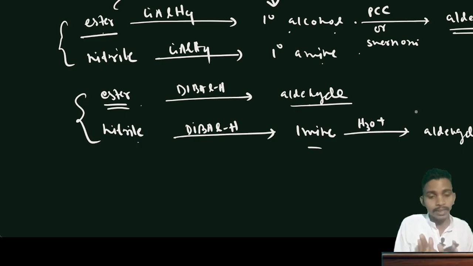Yes, we have to maintain a low temperature, and in the lab it becomes a little bit complicated. You do get aldehydes, but if you are performing it in the lab, it may become a little bit complicated to separate these aldehydes. But yes, from ester we get aldehydes, and from nitriles also we get aldehydes. Okay, so these are the important reasons why you use DIBAL-H instead of lithium aluminum hydride if you want to get esters to aldehydes or nitriles to aldehydes.